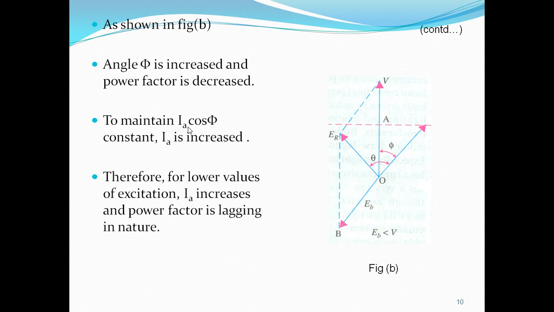This condition happens in under excitation. In under excitation, EB is less than V. Power factor decreases and current increases. This is the second condition.